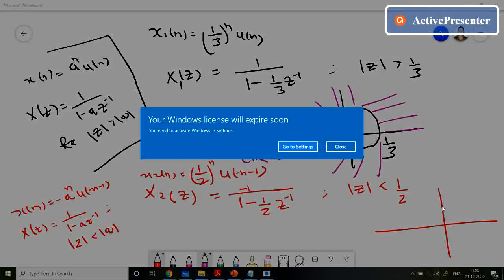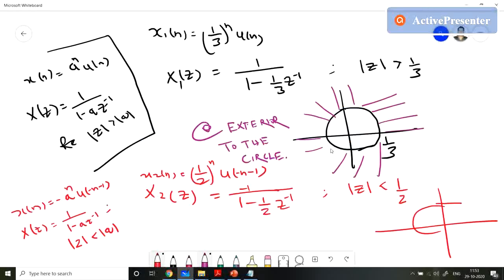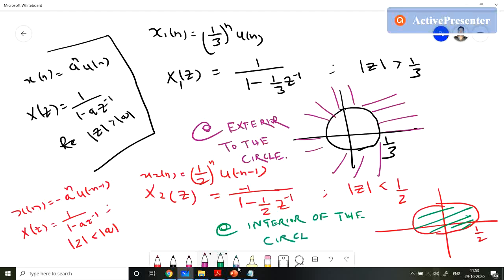So we have a circle of radius 1/2, and the ROC is inside that circle because it is an anti-causal signal. So the ROC is basically the interior of the circle, |z| less than 1/2.